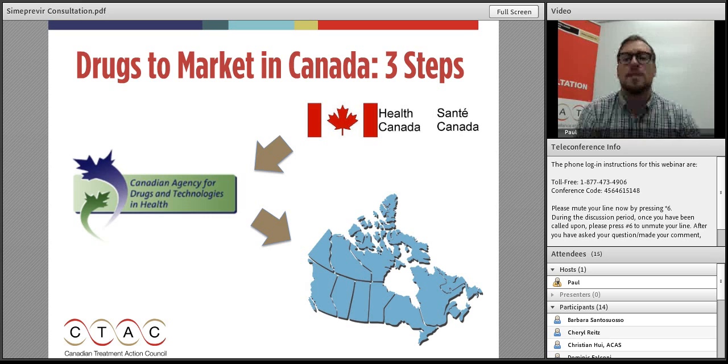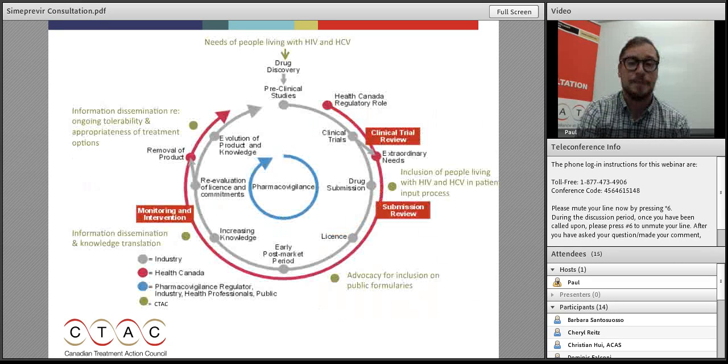So it's the second piece that we're going to be informing today by talking about Simeprevir and the Common Drug Review. And then from the Common Drug Review, as I said, the Common Drug Review decisions are then sent to all of the public formularies in Canada, with the exception of Quebec, which has its own assessment system.